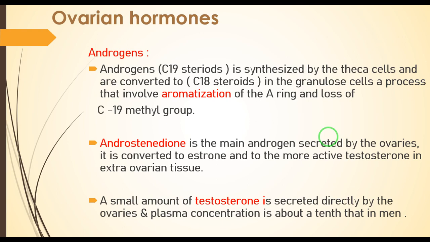That means the concentration of testosterone in the female is about 1 to 10 of its concentration in the male. The other androgen is androstenedione, which is the main androgen, and it can be converted to other estrogens, to estrone, or converted to testosterone in the extraovarian tissue. So androstenedione can be converted to testosterone, and testosterone can also be directly secreted from the ovary, but usually the directly secreted testosterone is in a small quantity.